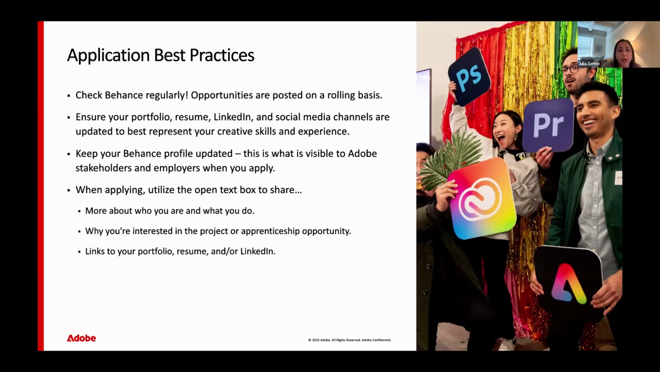And then similarly, when you're applying to either a commission or an apprenticeship opportunity, I'll show you there's an open text box. Let us know why you're interested. Link your portfolio again. Just give us as much information as possible so the teams are able to sift through and really figure out if they want to work with you or not.